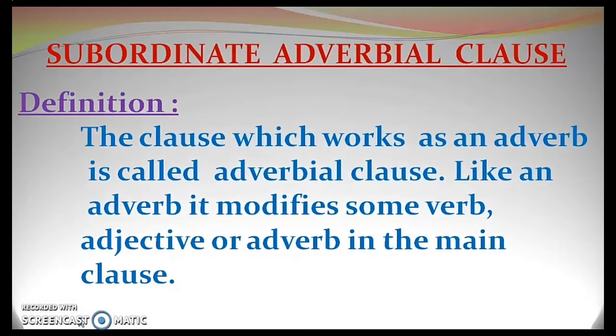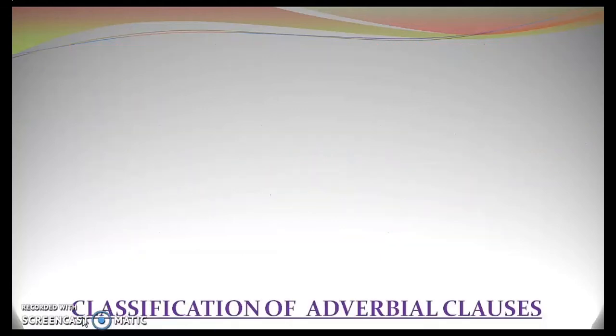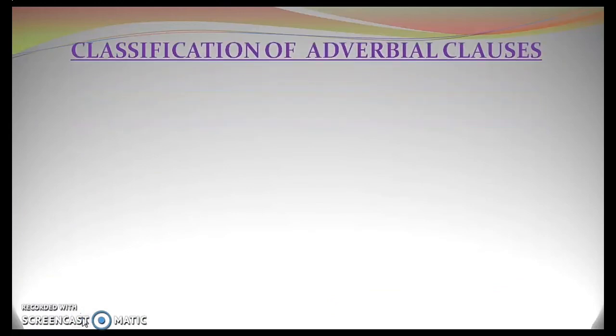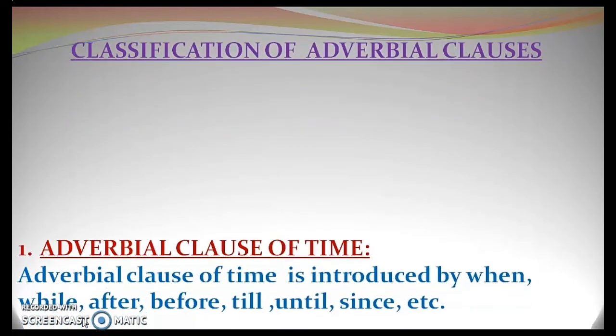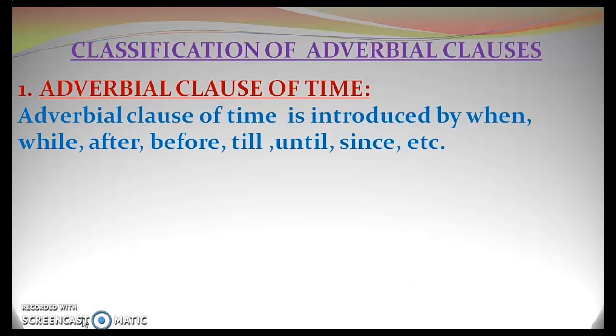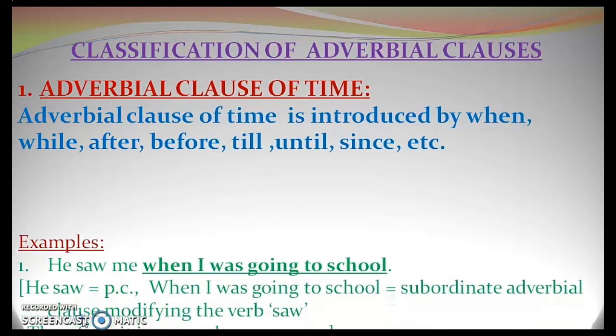Subordinate adverbial clause. Definition: The clause which works as an adverb is called an adverbial clause. Like an adverb, it modifies some verb, adjective or adverb in the main clause. Classification of adverbial clause. Adverbial clause of time is introduced by when, while, after, before, till, until, since, etc.